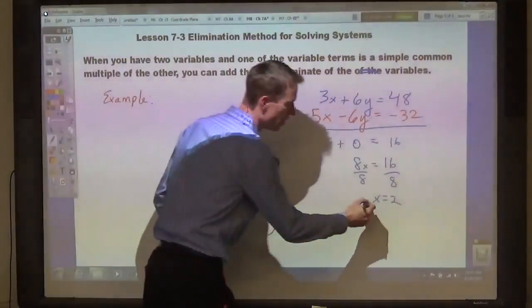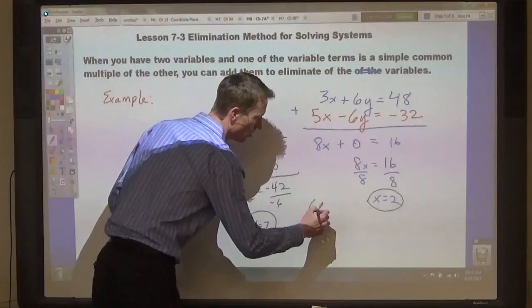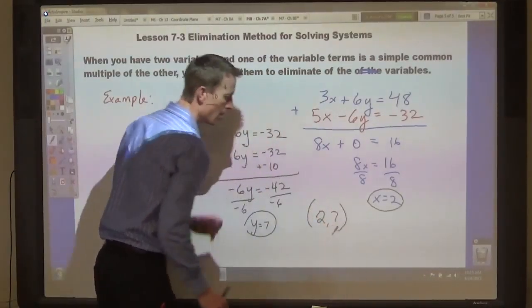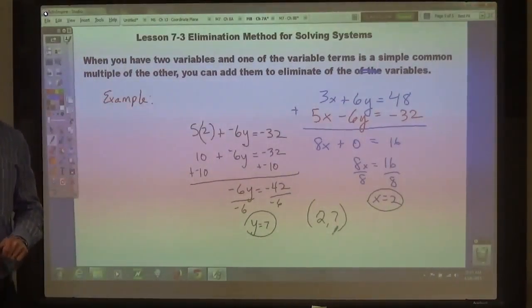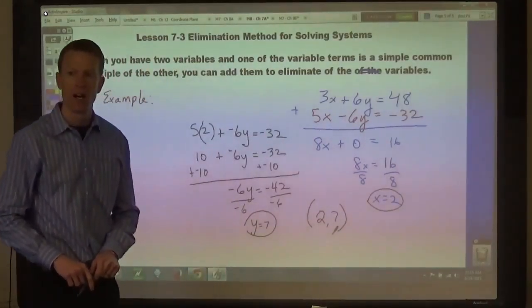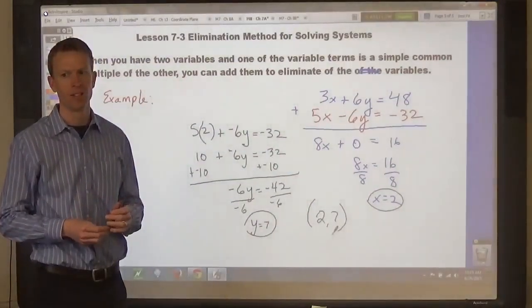Circle both. Write them as the solution. 2 comma 7. Why did I do that, Crosby? Right, 2, 7. So you could show what your answer was. And what does this refer to? A point on a graph. Yep.